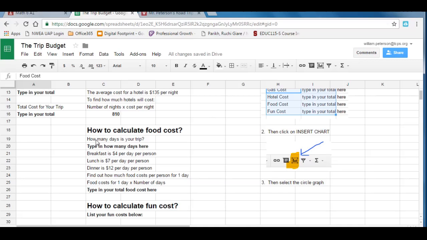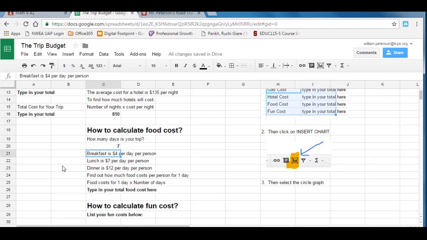So first one is we have to figure out how many days your trip is going to be. I figured out how many nights the trip will be. It's going to be 6 nights, but my trip is going to take 7 days total, so I'm going to put in 7 days for this trip. And it's going to give you some calculations for breakfast, lunch, and dinner next.